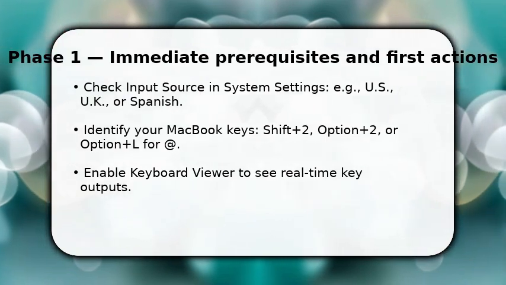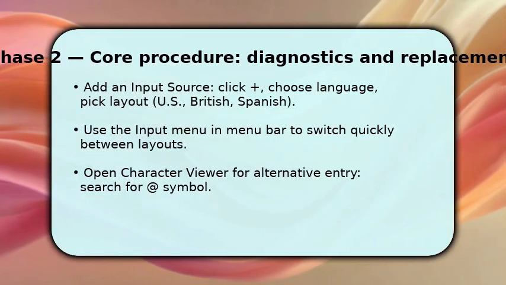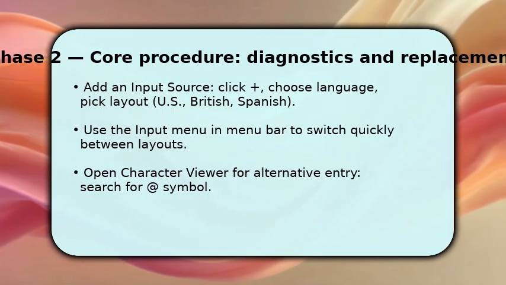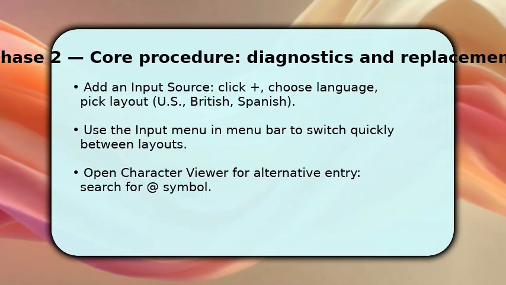Now change or add the correct input source to match what you need. In Keyboard, right arrow Input Sources, click the plus button, pick the language and layout, then add it. Once added, select it from the menu bar.